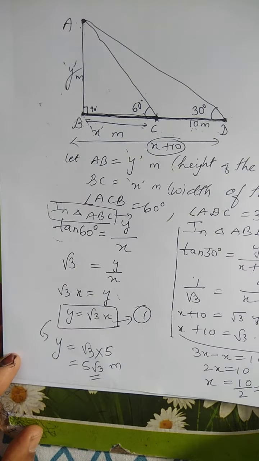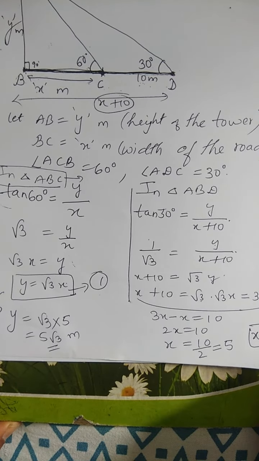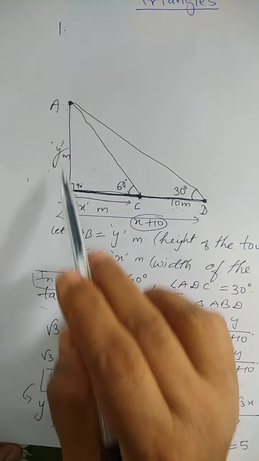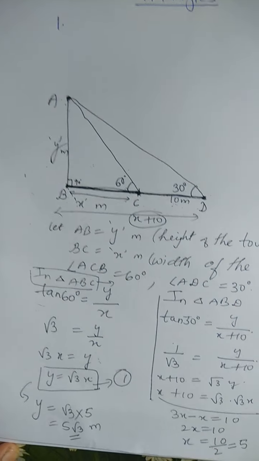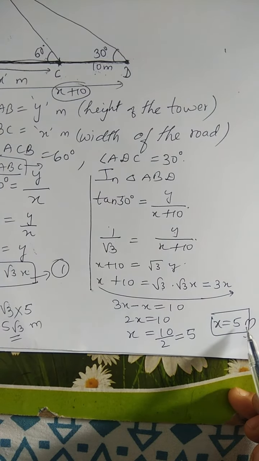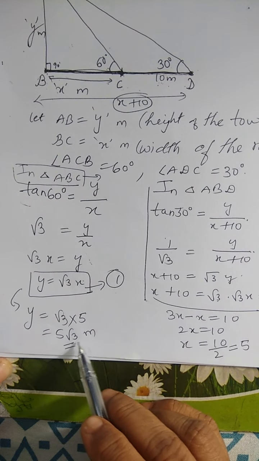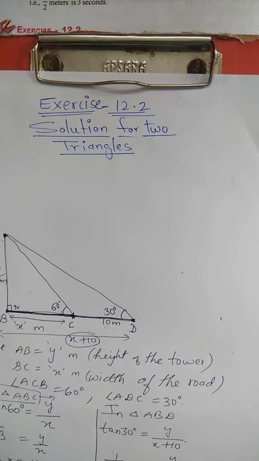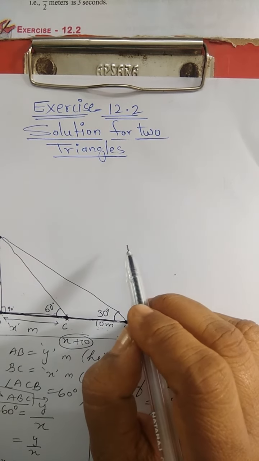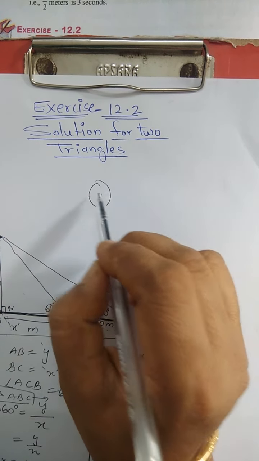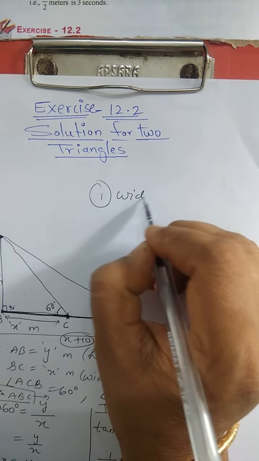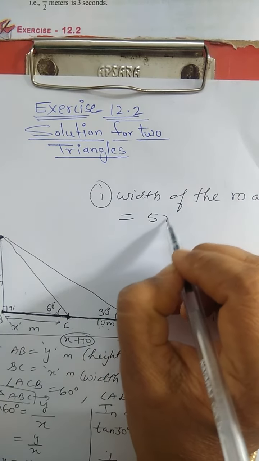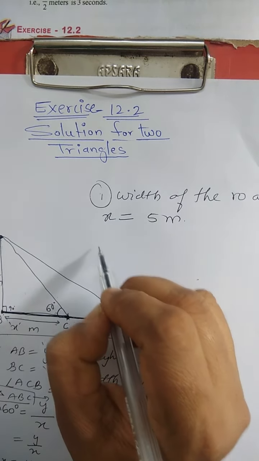What will you write as the answer? The x value is 5 meters. What have we taken x as? Look here, we have taken x as the width of the road, and y as the height of the pole. The width of the road x we got is 5 meters, and the height of the pole we got is 5 root 3 meters. I will write it so that you can understand. Width of the road is equal to 5 meters. That is x.